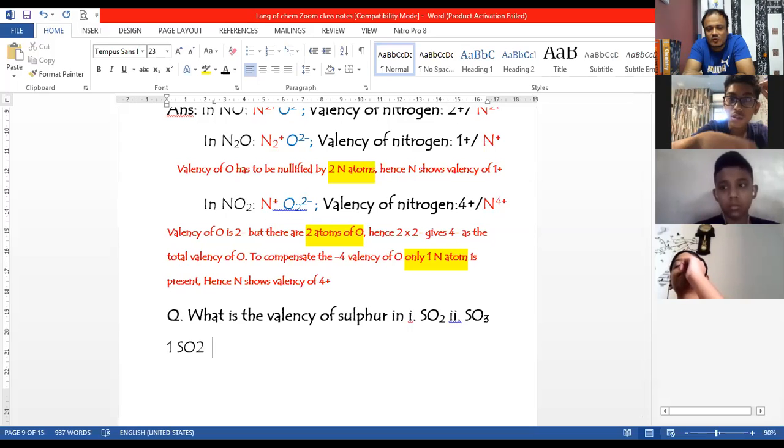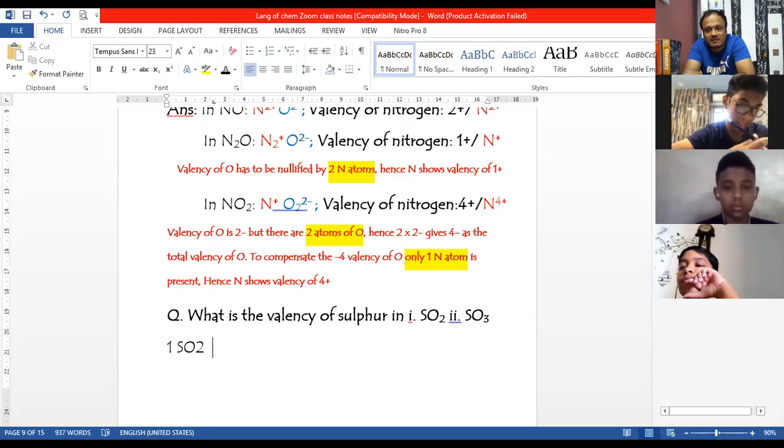Yeah, but then O is having 2 minus, Krishna? O2 is having 2 minus. So then S should be having 2 plus, right? Yeah. Your answer is correct, but your explanation is wrong. O is having 2 minus, Krishna. Oxide is 2 minus.